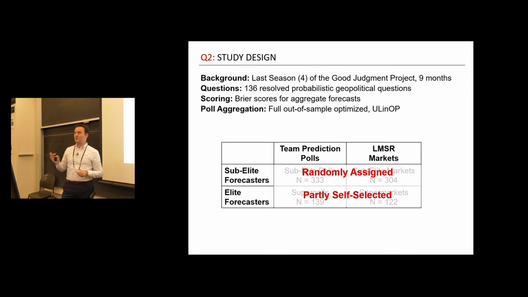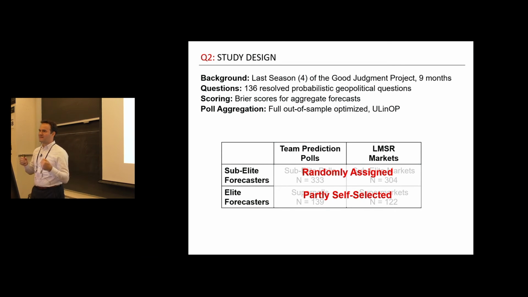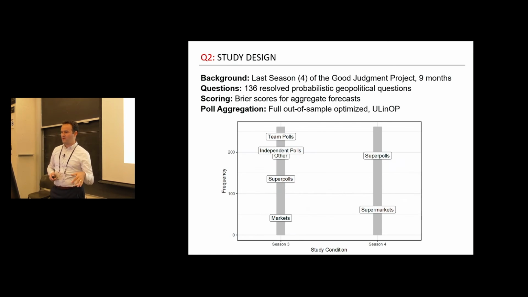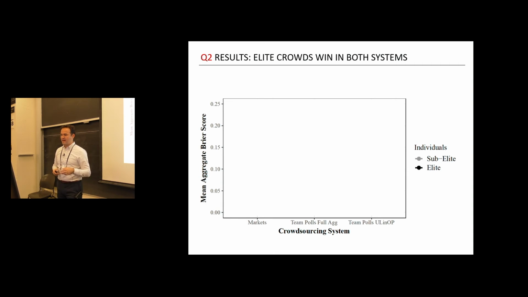The sub-elite forecasters were randomly assigned. They came into the experiment, and we randomly assigned them to either a team prediction poll, LMSR market, or other conditions. The elite forecasters were partly self-selected, so we randomly assigned the new ones. But the returning superforecasters were very important to us, so we gave them a choice. Most of them had already been in prediction polls, and most of them chose to remain in prediction polls. So that's something that we need to keep in mind.